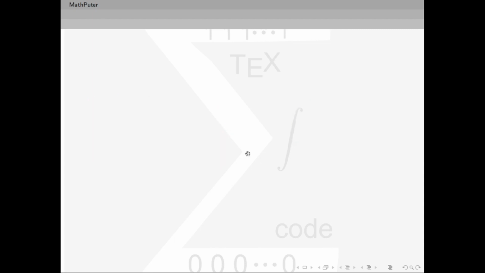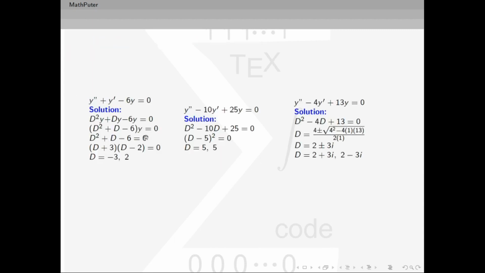So here we have three cases. Case 1, when we have two roots which are unequal. In case 2, we have two roots which are equal, and in the third case we have complex roots. So let us discuss case 1, when the roots are distinct and real. Then the solution format is this: y(x) is equal to c1 into e raised to m1x, plus c2 into e raised to m2x. This we have to memorize.